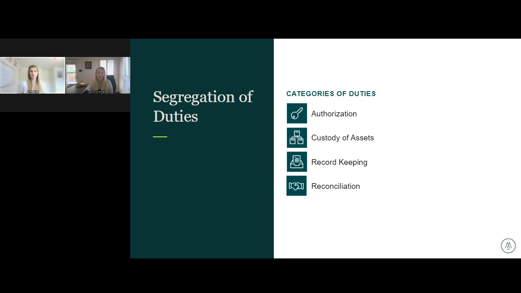Now, I know that some of you are probably saying, well, Chelsea, that's great. I would also love to have all four categories of segregation of duties implemented in my finance department, but we're a small shop. So how do you think we are going to go about this? And so I think it's really important to think, what is your risk tolerance in a certain process?